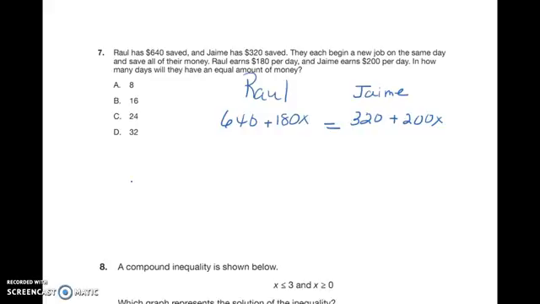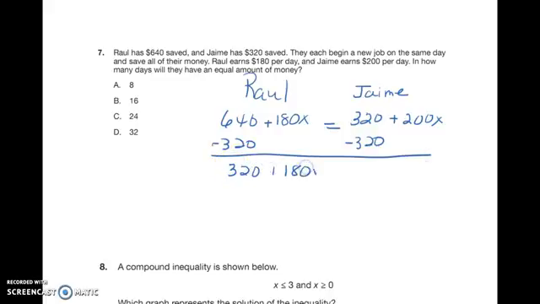This is variables on both sides of the equation. I think it's a little bit easier than doing a table of values. So we're going to move our $320, so that's subtraction, subtracted from both sides. So we get 320 plus 180x equals 200x.